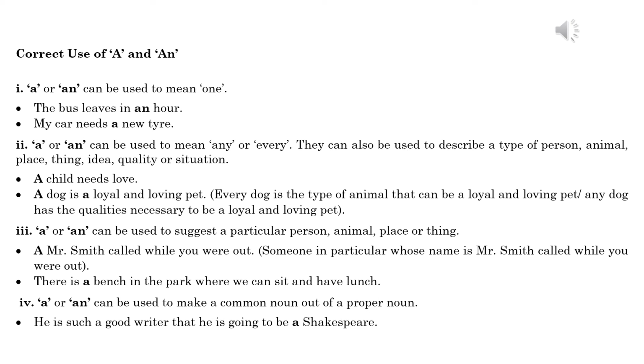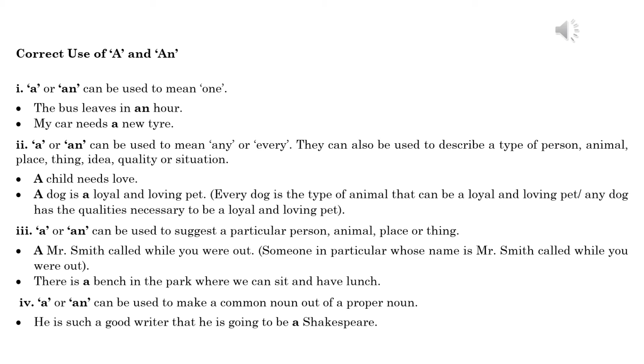Correct use of a and an. 1. A or an can be used to mean one. The bus leaves in an hour. My car needs a new tire.